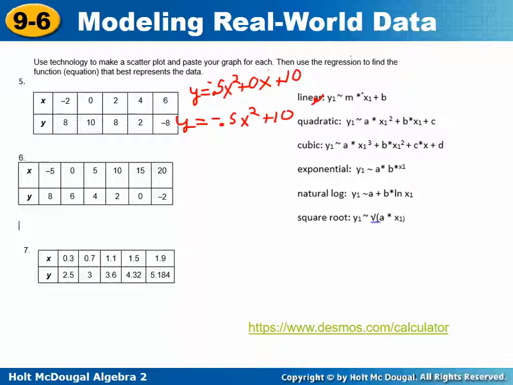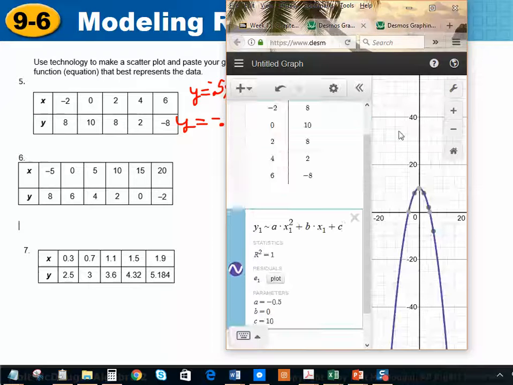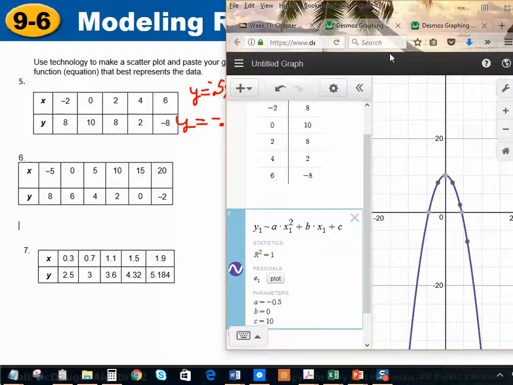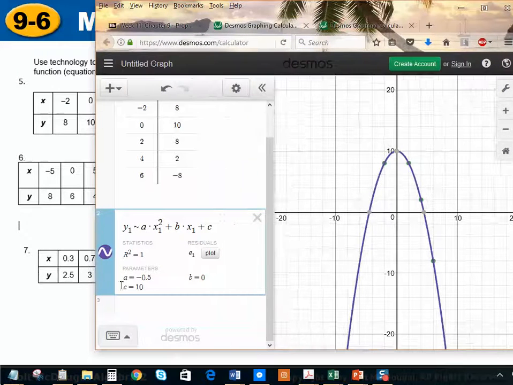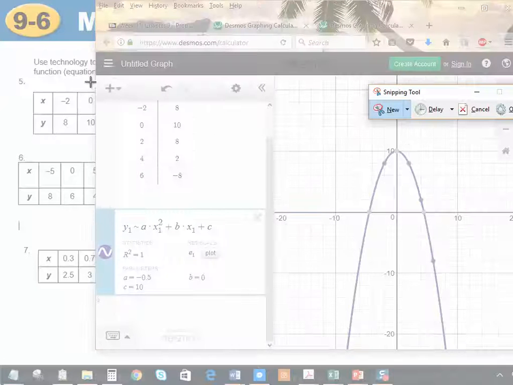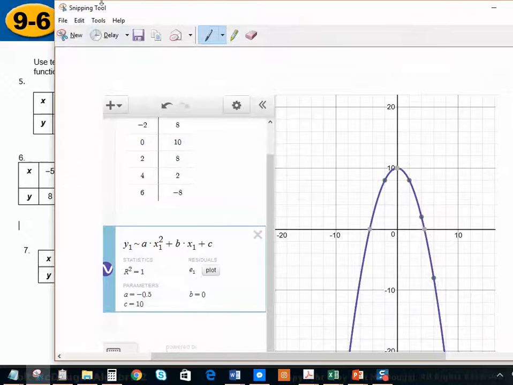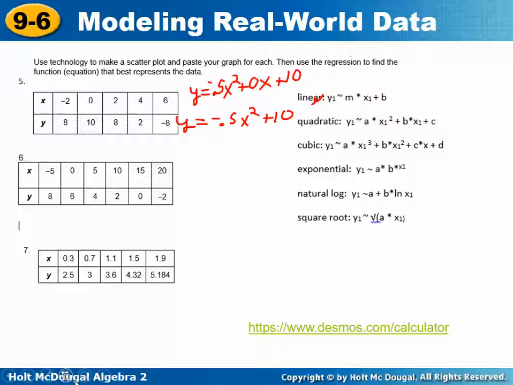And then you're supposed to also paste your graph that you made in your Desmos. And to do that, you can take a screenshot of your graph. It might be nice for you to include in your screenshot the regression that you ran on it. So I'm going to take a snip, and I'm going to just grab this whole little part, and then I will copy it, and then I would paste it into the worksheet.